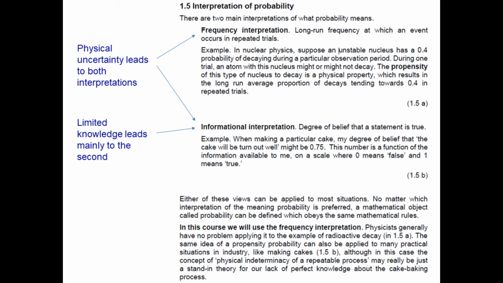The other interpretation of probability is the informational interpretation. This is not a physical property, this is a property of my state of mind. The informational interpretation of probability is my degree of belief that a statement is true. For example, when I am making a particular type of cake, I might weigh out the ingredients, and I might do so with my characteristically careless attention to detail in the kitchen, and then when I'm in the middle of the cake, I might have a degree of belief, a probability of 0.75, that my cake will turn out successfully. But this is purely my own state of mind.